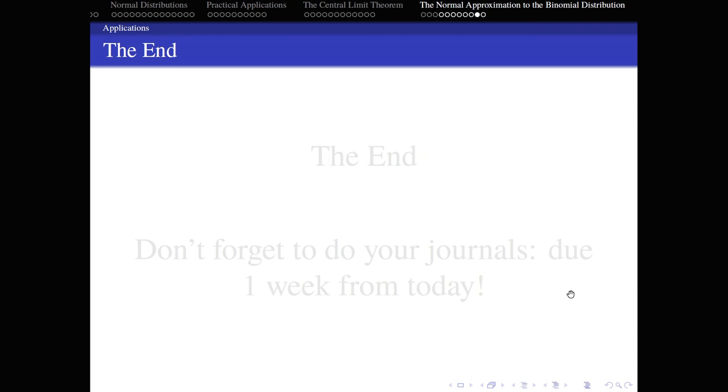This takes us to the end of our normal approximations of the binomial distribution. I highly encourage you to continue, maybe rewatch these slides a few times. That continuity correction factor is kind of a toughie, it really is. So feel free to go back and look over this as many times as you need to. Try out a few problems in the textbook.